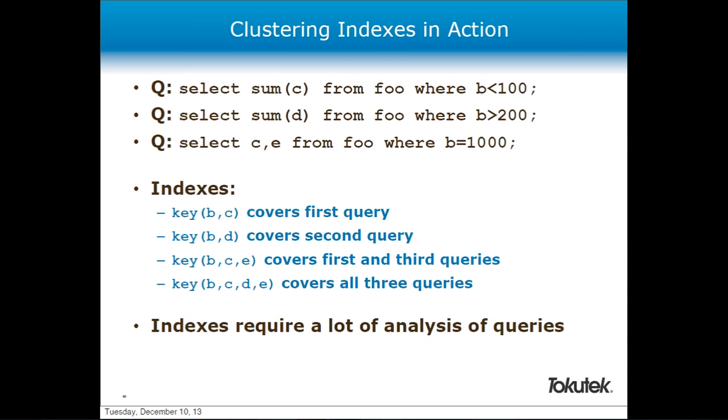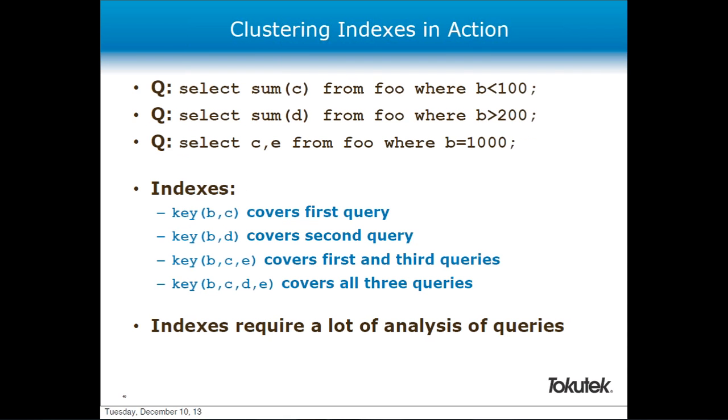Because I just made the argument that covering indexes improve the speed of your queries by so much. What do I do? All right, well, BC is going to take care of the first query. BD is going to take care of the second. BCE is going to take care of the first and third, but not the second. And BCDE is going to take care of all three queries. Well, I don't know about you guys, but that was a little exhausting for me. That required a lot of analysis of the queries.